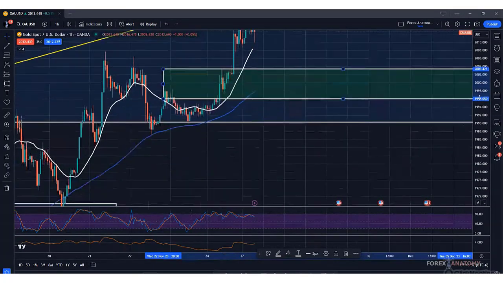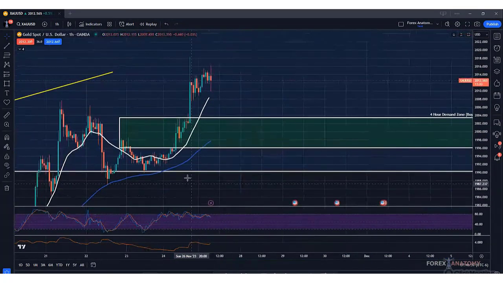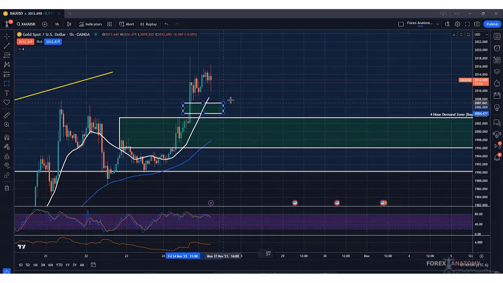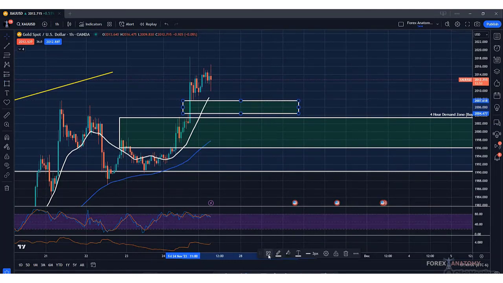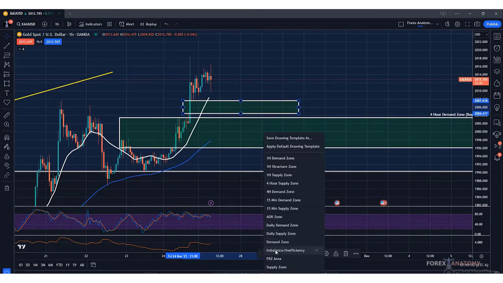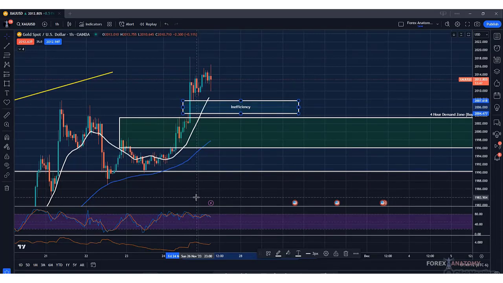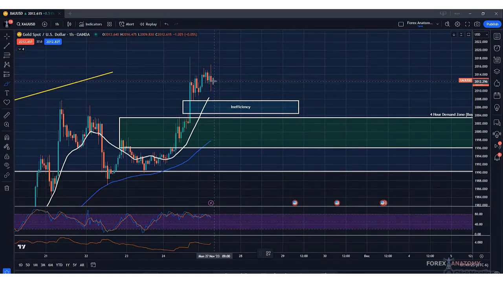Okay, yep. Well, the 1-hour, same area of demand. However, we do have this period of imbalance right here. So we may see price respect this area of imbalance and then bounce higher. I would love to see price give us a full correction all the way down to this zone, but we may not see it. We may just see something like this where price comes down, tests the inefficiency zone, and then from there, price pushes higher.